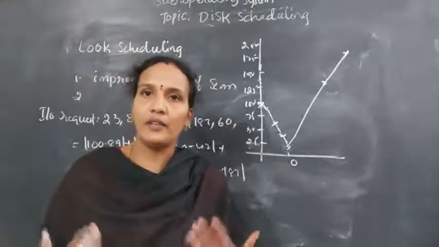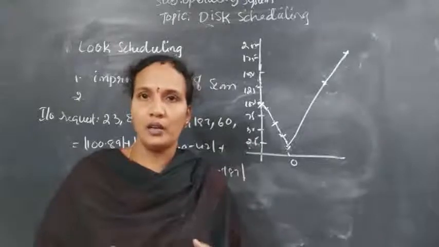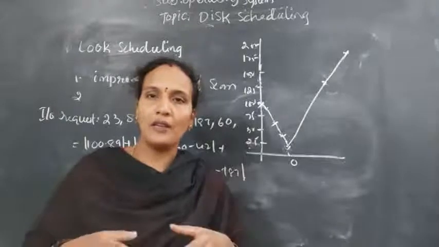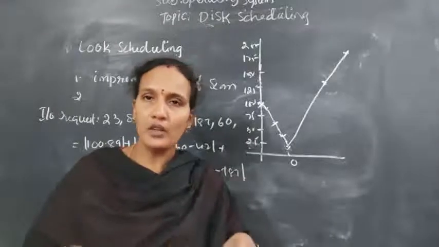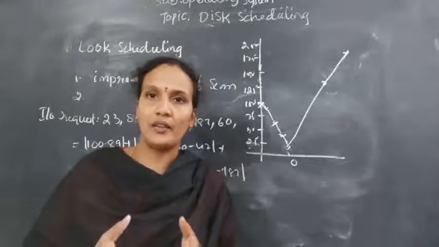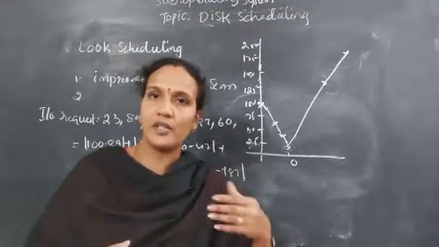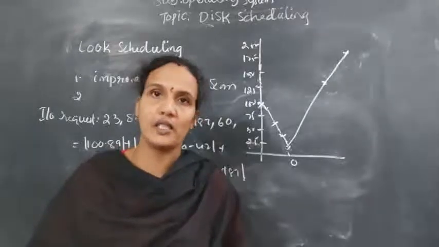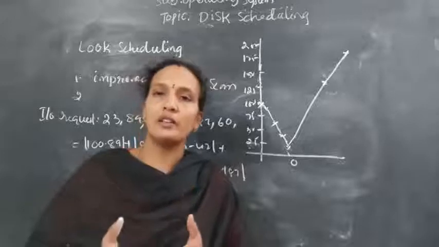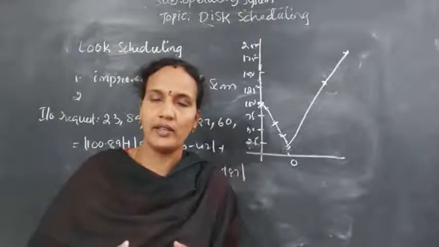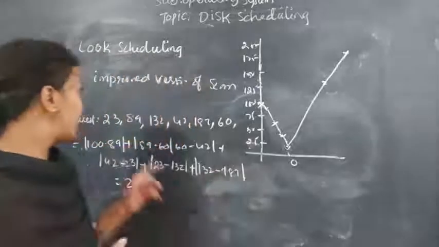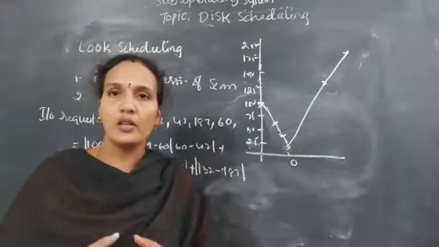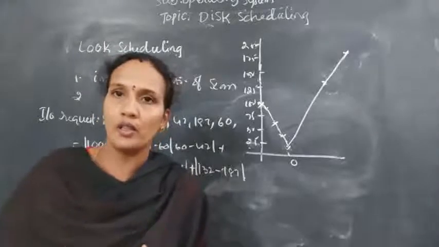Whenever any user is requesting files, more than one file, one file may reside in one track. So it is a process of arranging those requests in order: which track should be served first, and which track should be served later. That process is called disk scheduling. We have different types of disk scheduling algorithms, and based on the least head movement, we select one algorithm. In this topic, I have explained a few algorithms.